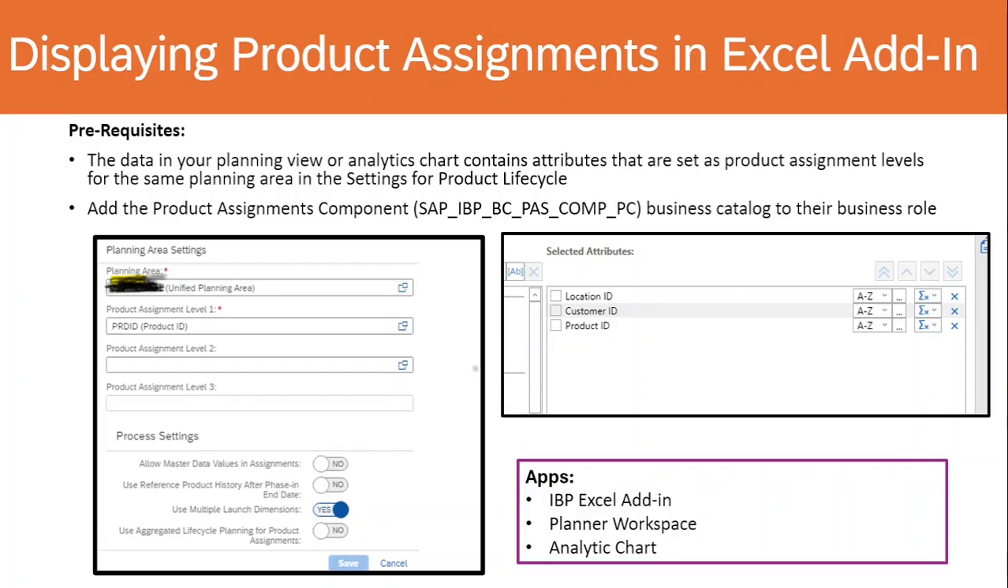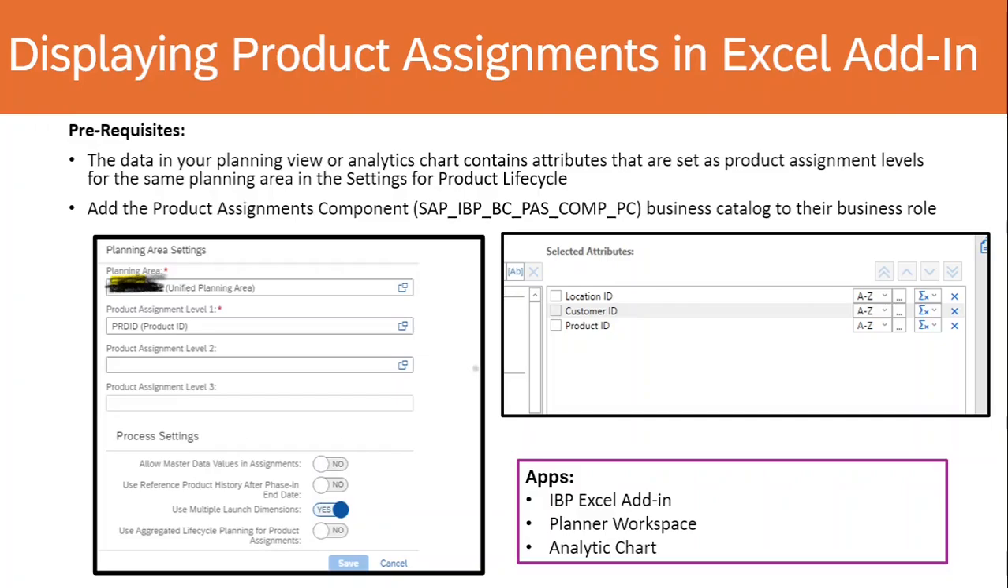This feature is actually related to product lifecycle management. Let's say you have a new product introduced in the market which doesn't have any sales history. That's when we use the product lifecycle management application to have the product assignments. So you don't need to switch to the product lifecycle app every time to see the product assignments. You can directly see them in your planners workspace, in the Excel planning view, or in analytics charts.